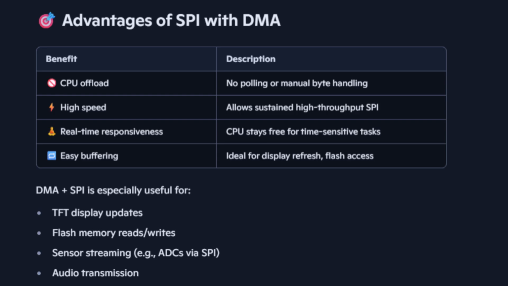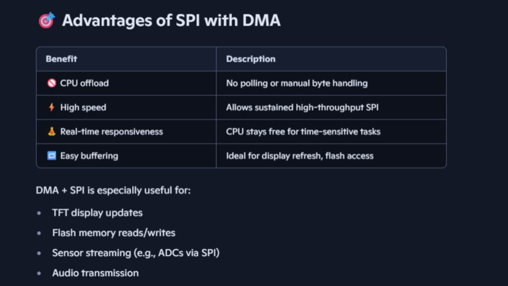Exactly. The CPU is completely free during the actual byte-by-byte transfer to do other tasks. The same principle applies for transmitting data. DMA moves data from your RAM buffer to the SPI transmit register automatically. Okay. The benefits seem clear. CPU offload, speed. Huge benefits.